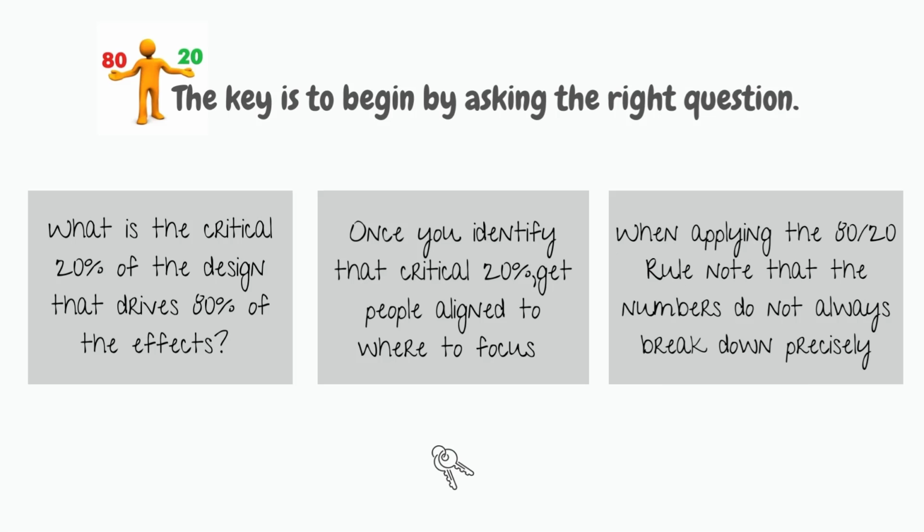When applying the 80-20 rule, note the numbers do not always break down precisely to 80-20. 80-20 is just a rule of thumb. It could be 70-30, 90-10 and so on. The specific breakdown is not important. What is important is that a small number of variables drives the bulk of the performance.